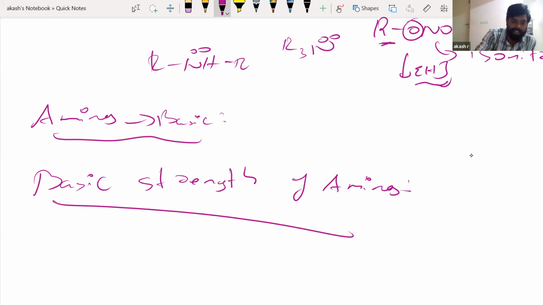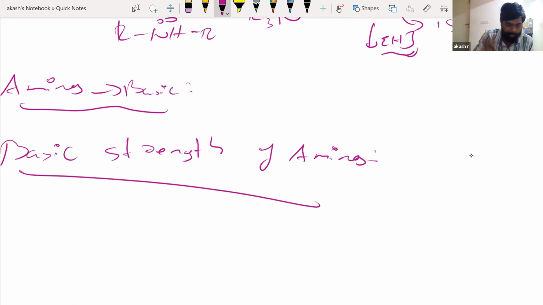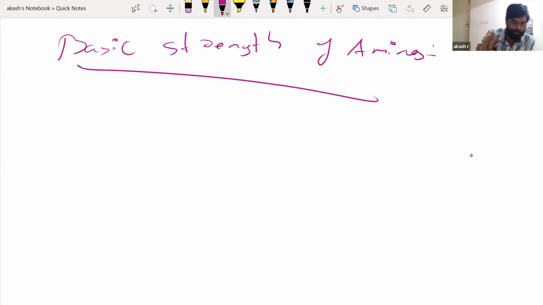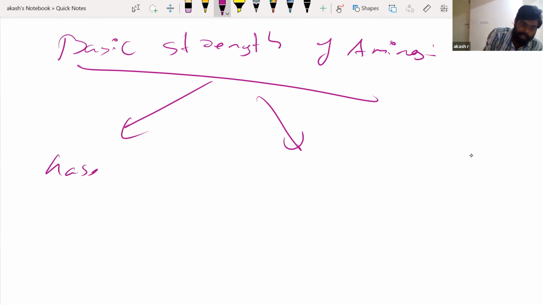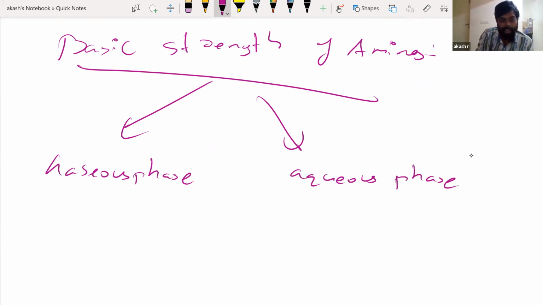Now, basic strength of amines, you have to be careful. They can ask in two ways. They can give you some different amines and ask you to find their basic strength in their gaseous phase or in the aqueous phase. Gaseous phase means when they are gases. Aqueous phase means when the amine is dissolved in water.